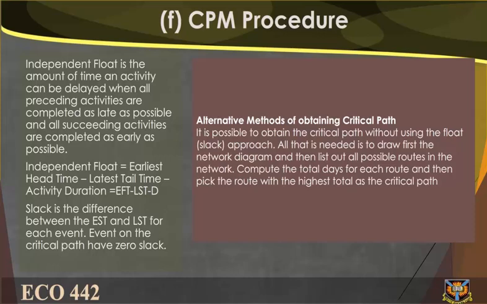Alternative methods of obtaining critical paths. It is possible to obtain the critical path without using the float slack approach. All that is needed is to draw first the network diagram and then list out all possible routes in the network. Compute the total days for each route and then pick the route with the highest total as the critical path.